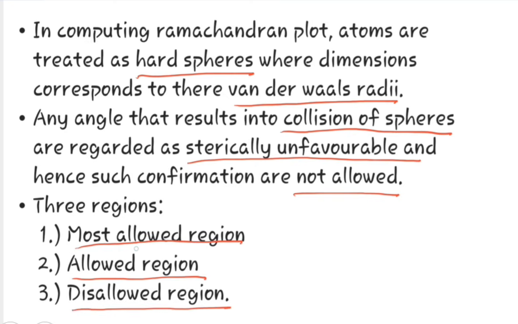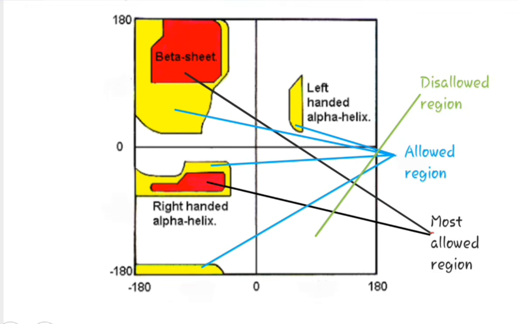Most allowed regions do not have any steric hindrance. Allowed region corresponds to the conformations that could be possible if slightly shorter van der Waals radii are used in calculation. Disallowed region corresponds to the conformation that are sterically unfavorable, and this is due to the presence of the bulkier group. Here, red color regions are most allowed region, then yellow color regions are allowed region, and white color regions are disallowed region.